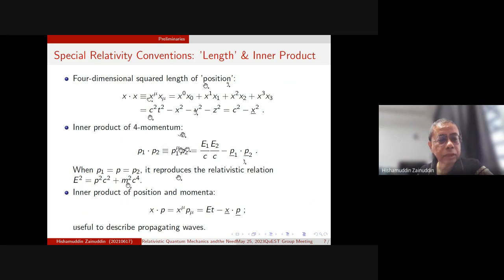What about the inner product between position and momentum? That's also important because you'll see this factor again repeatedly in your description of wave propagation. Here x_μ p^μ is simply the thing that you find in the phase of a wave. E comes from your p here, t will be your zeroth component of x, and then the spatial components.